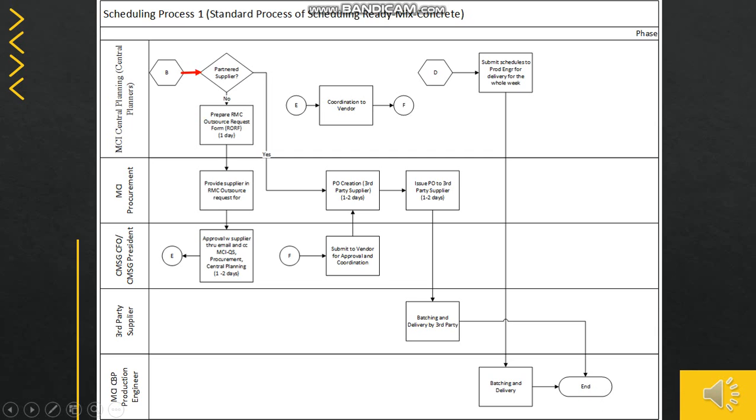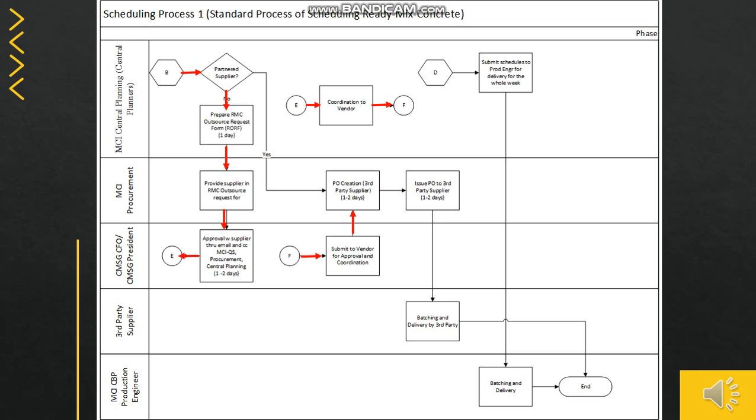If the supplier is not a partnered supplier of MCI, an RMC outsource request form will be prepared and approved for the PO creation. The MCI procurement will provide a third-party supplier. Then, CMSG will approve the request orders and will coordinate to MCI central planning, submit to vendor for approval and coordination. Then, MCI procurement will create the PO.